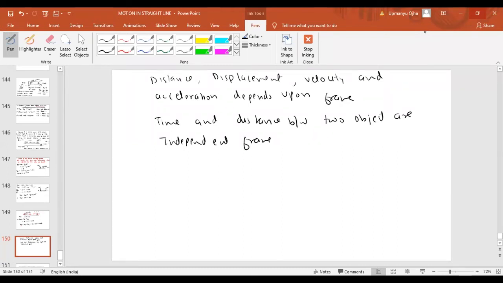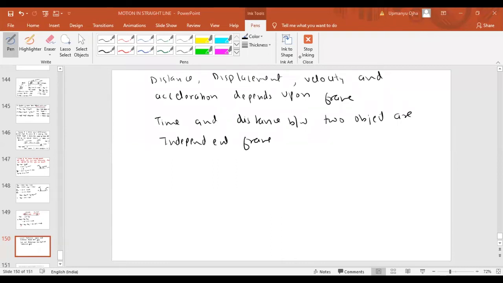Position will change with respect to frame. Okay, I'll give you one example here. In one example, you will understand these two lines. See, fine. So what I told you is that distance, displacement, velocity, acceleration depend upon the frame.